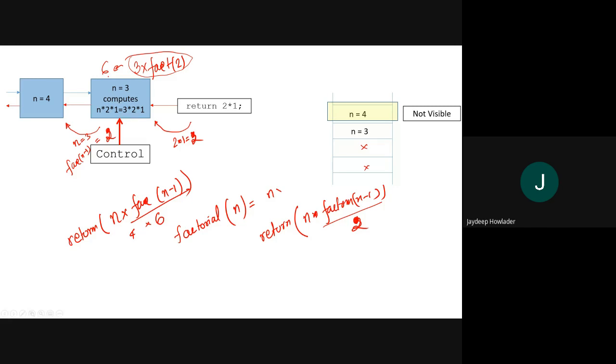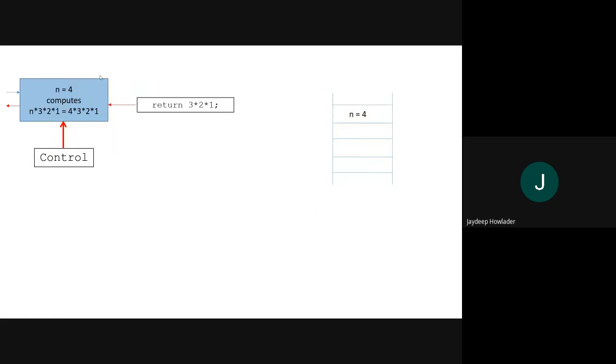Understand? And then when it is returning to the main, it returns the 6, and now n equals 4 is visible to me. So I am able to compute 4 into 6, and then I will return to the main. Understand? Get it? Yes, sir. Okay. So this is the philosophy of how we are calling.